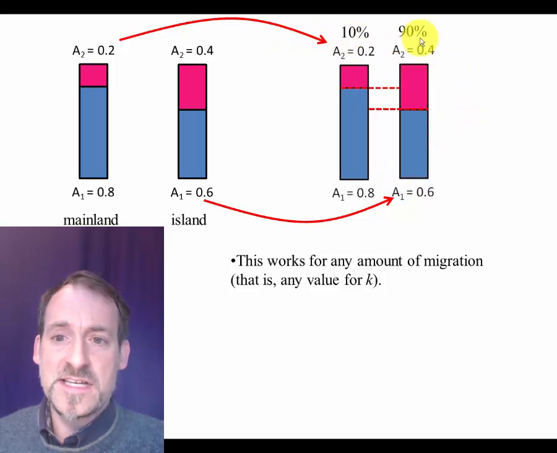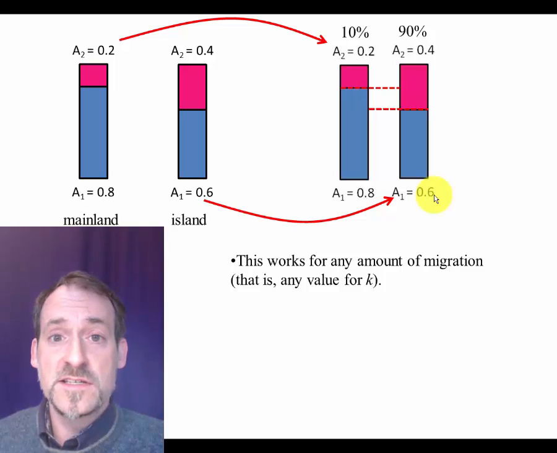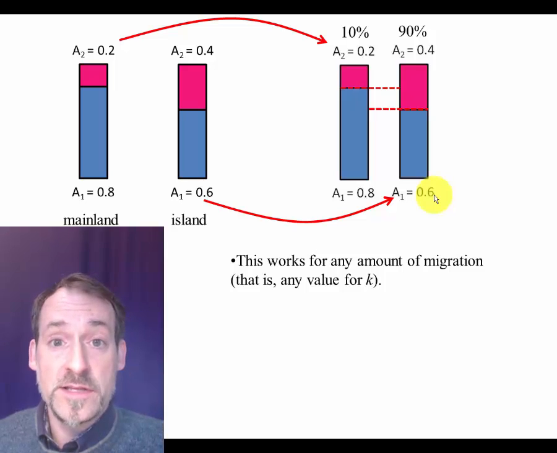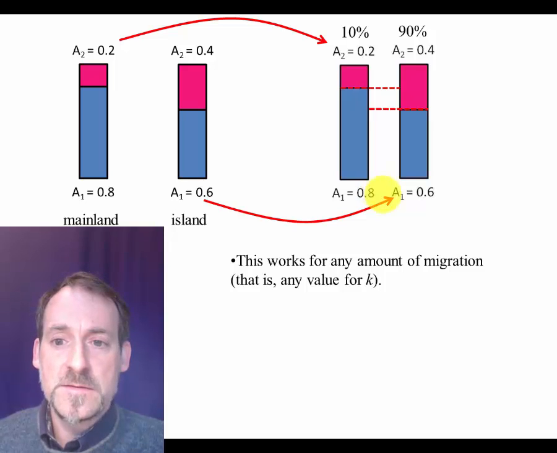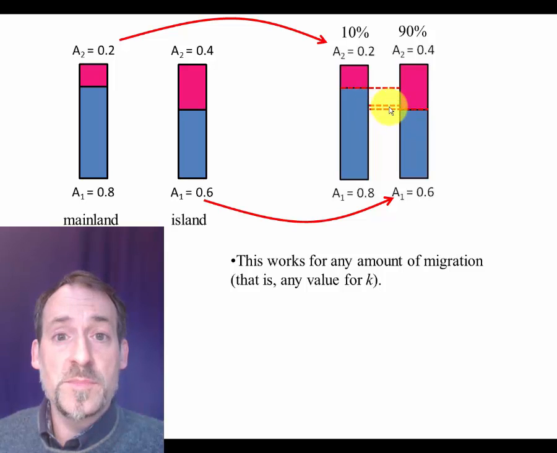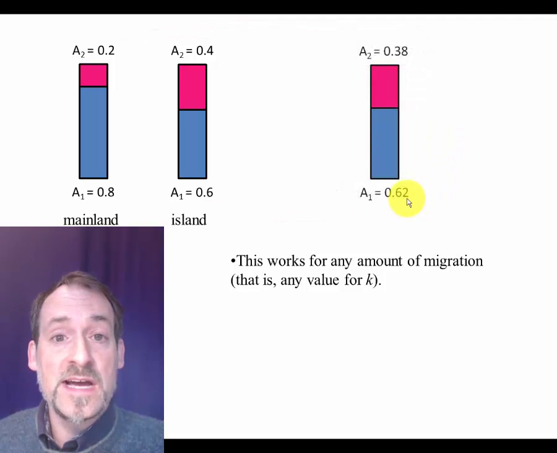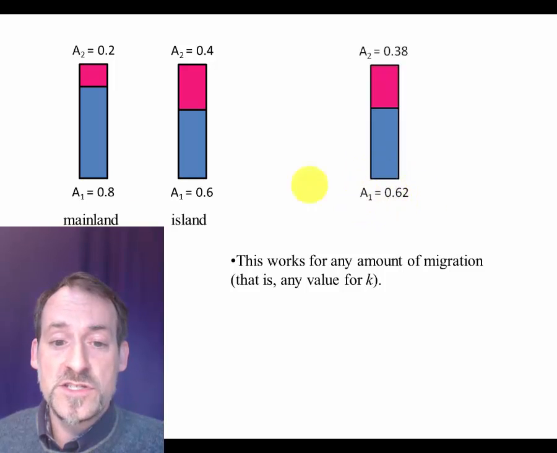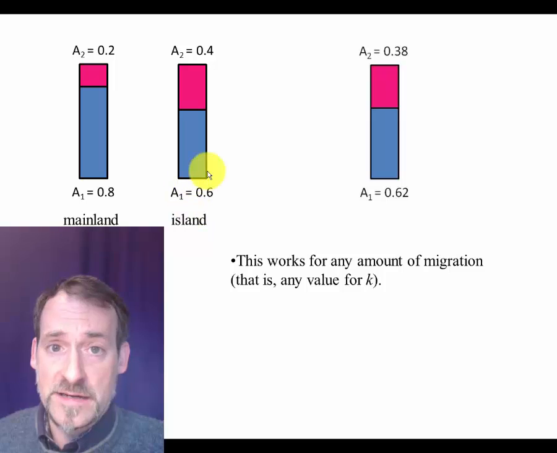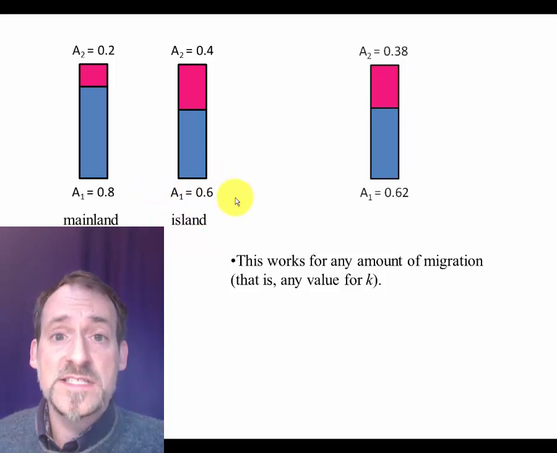So here, for example, is that 10 and 90%. Again, we start off with 0.6 as the allele frequency for the A1 allele on the island. It's 0.8 on the mainland. And this time, migration is only going to pull the allele frequency a little way, 10% of the way up toward this level. What's going to result is a frequency of the A1 allele of 0.62. And you can see that's only a little bit higher than it is over here. I mean, that makes sense.